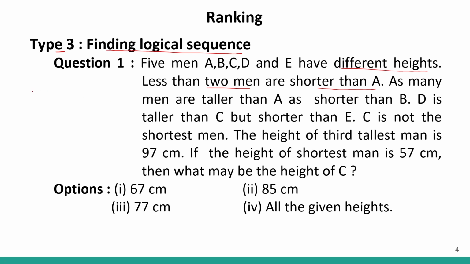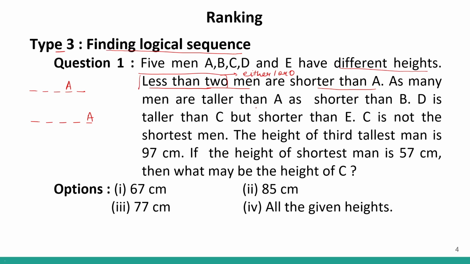So it means that if there are 5 men, 1, 2, 3, 4, 5, then shorter than A there are less than 2. So either one person is shorter than A or no person is shorter than A. Less than 2 means either 1 or 0. So two possibilities are there.